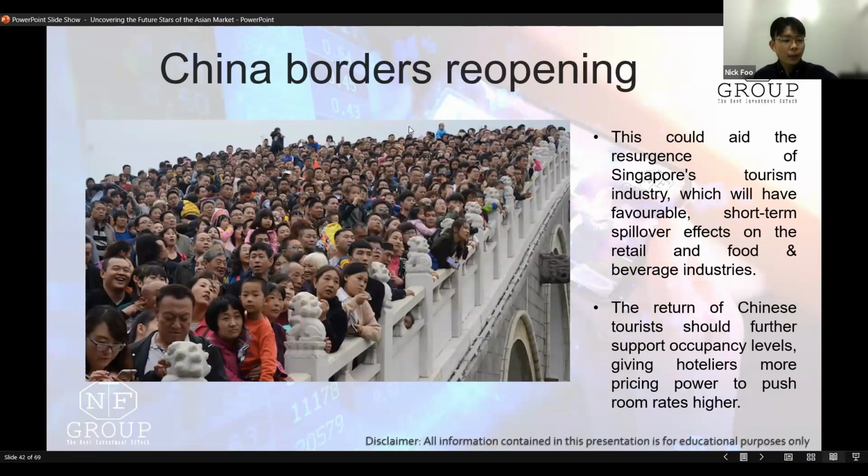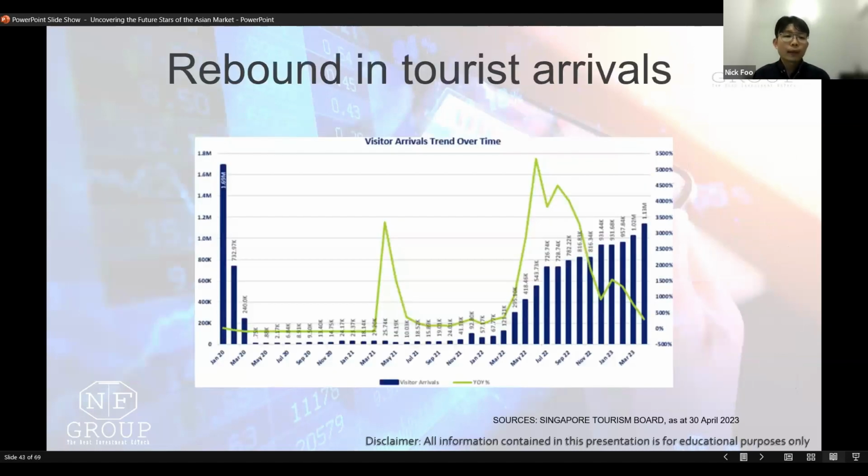One of the catalysts that I think we should watch is the China border reopening, and this definitely will help Singapore's tourism industry. There is some rebound in tourist arrivals. In April 2023, the number of visitor arrivals surpassed 1.1 million. That brings the total number of visitor arrivals to, I think, over 4 million.